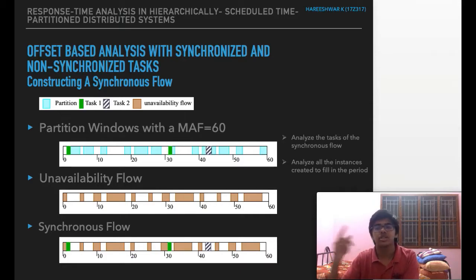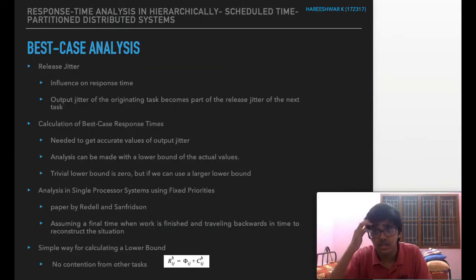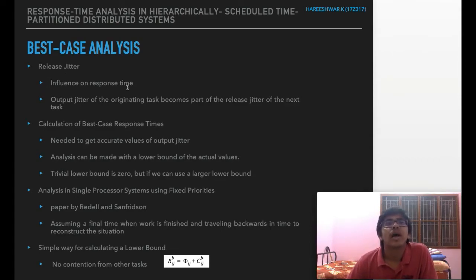Now let's go to the next type of analysis, called the best case analysis. Best case basically means that we consider the best case scenario of having the least response time and the execution time of the task being the shortest. We have something called release jitter here, which exerts a lot of influence on the response time, as we already know.